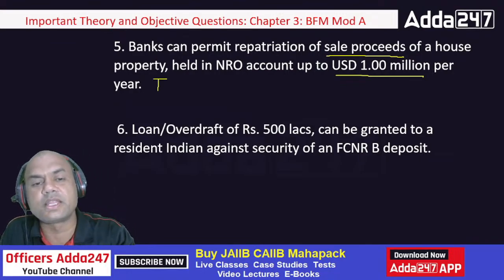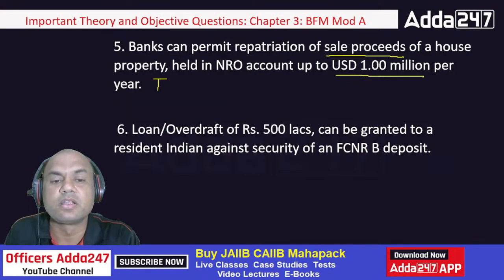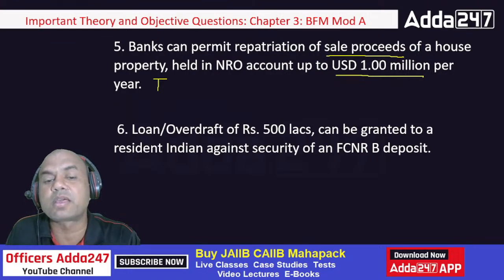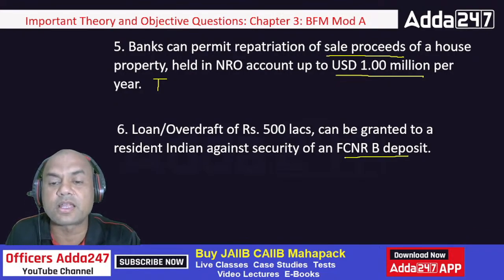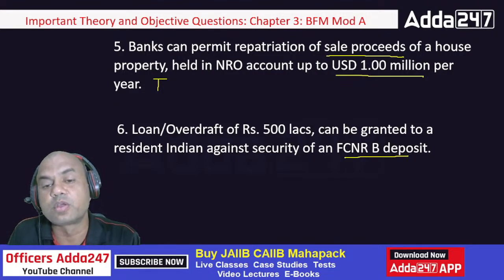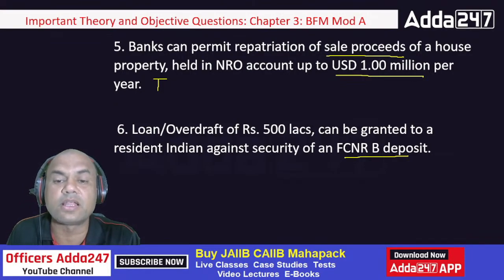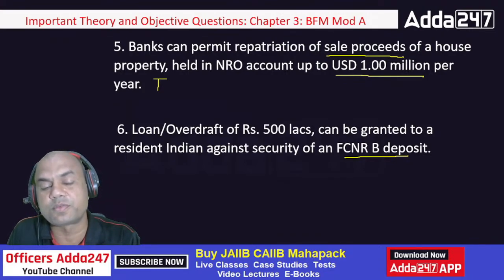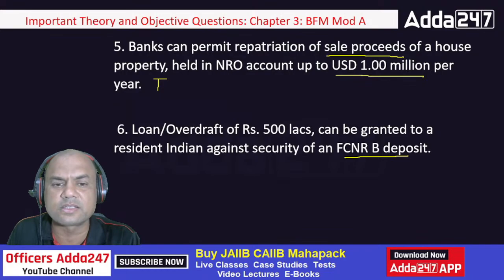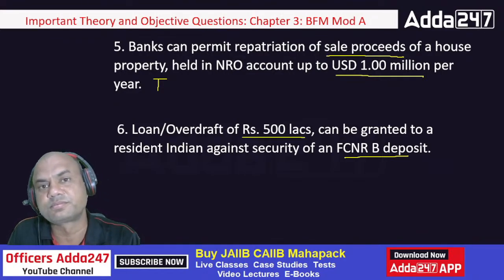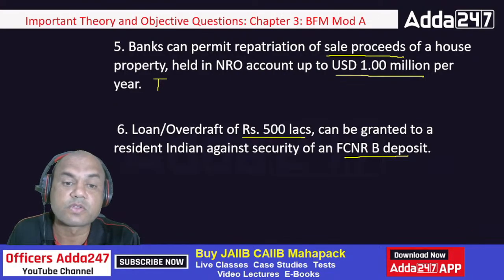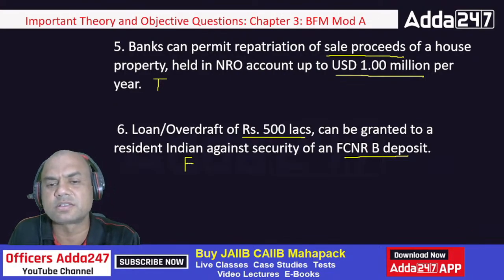Okay, what about the next one? Sixth. Loan overdraft of 500 lakhs can be granted to a resident Indian against the security of FCNRB deposit. So if I am having FCNRB, I can be given an OD facility of 500 lakhs rupees. FCNRB is in dollars, so I'll have to give a loan in rupees. Is this a limit of 500 lakhs? The answer is false. There is no limit like this.